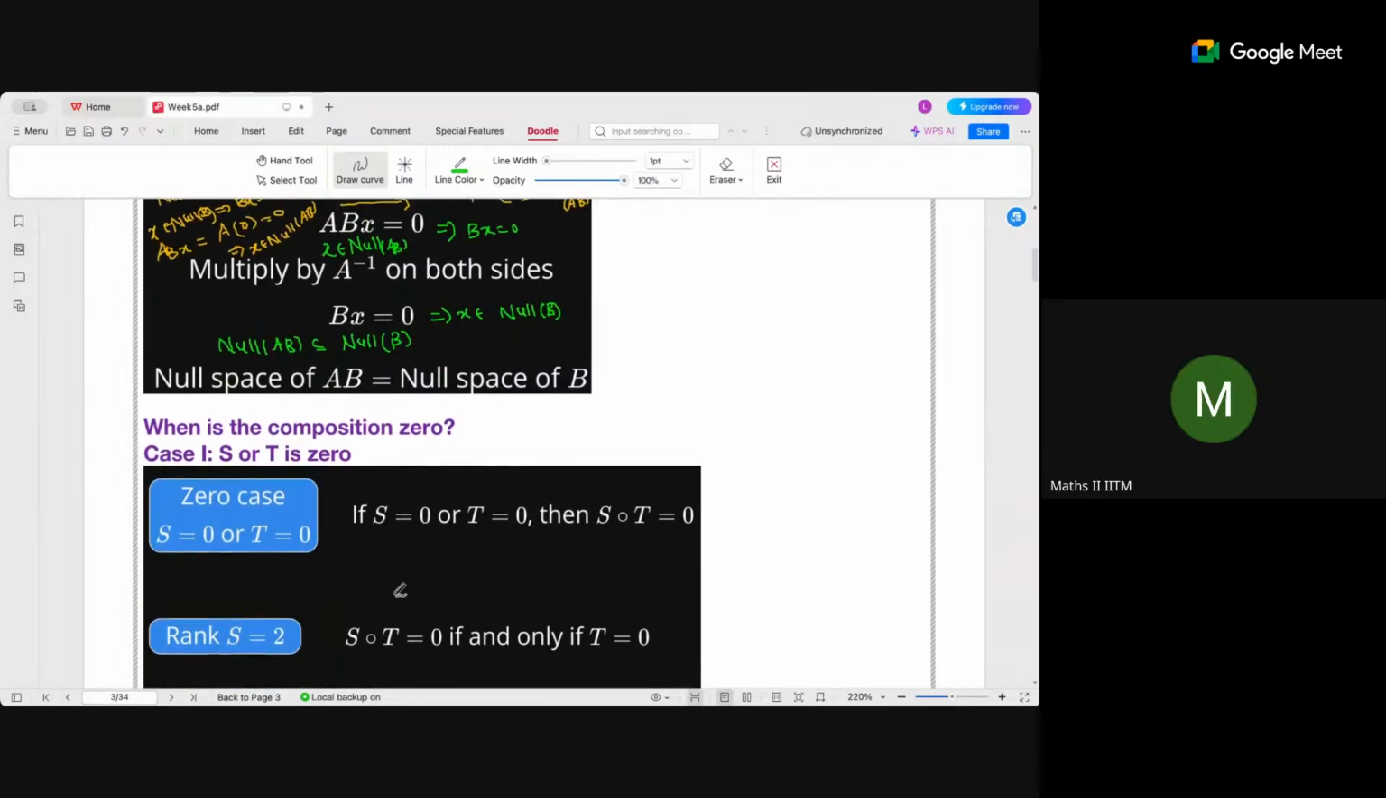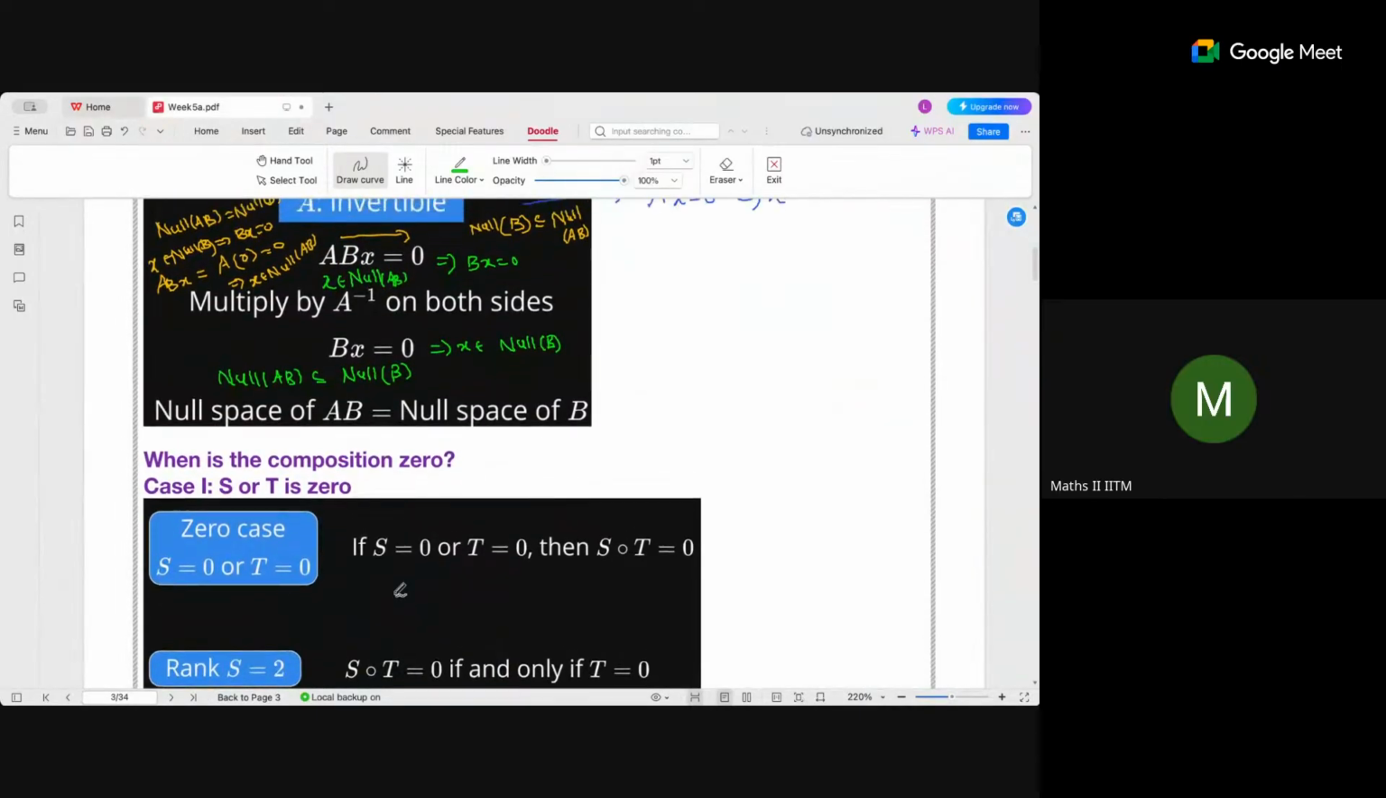So now, when is the multiplication of two numbers 0? Let us say you have two numbers, alpha and beta, real numbers. Now, what does it mean by alpha into beta equal to 0? One is 0. Alpha is 0 or beta is 0 or both are 0. Right? This is the only possible scenario.